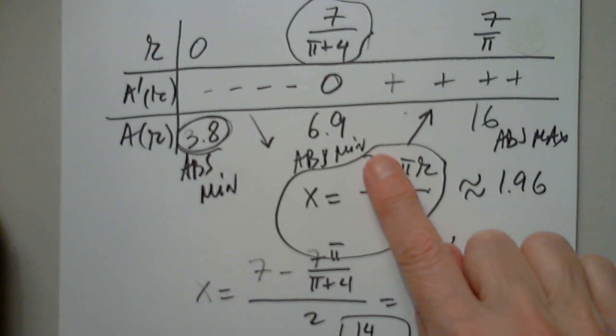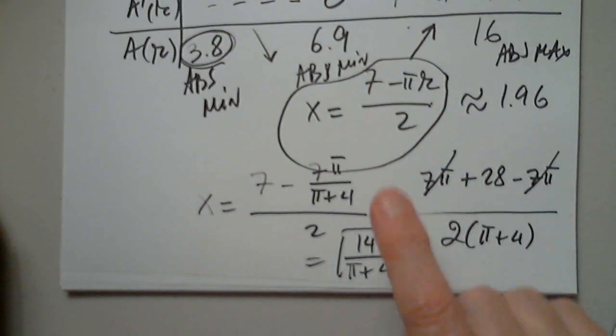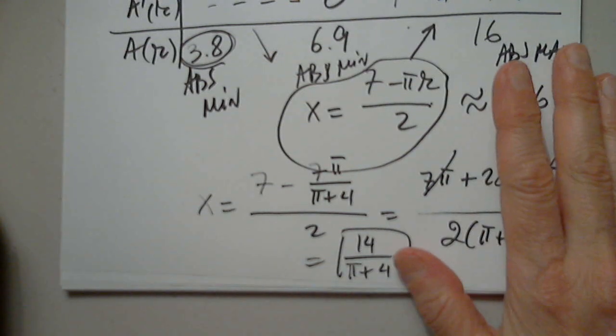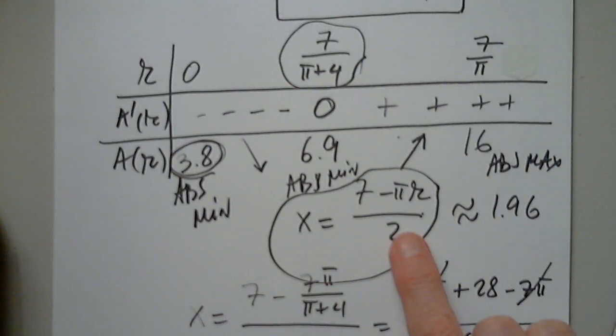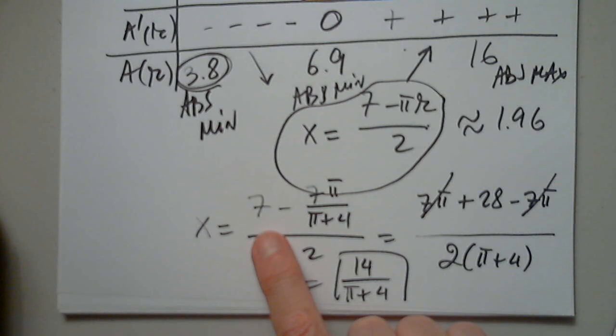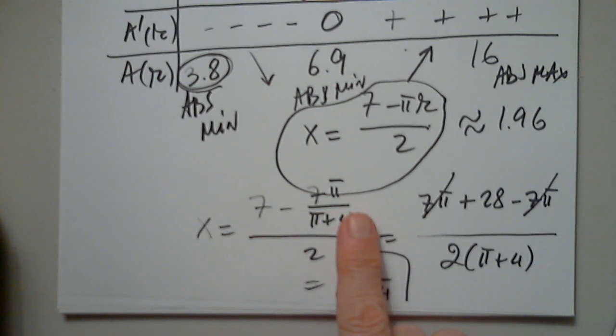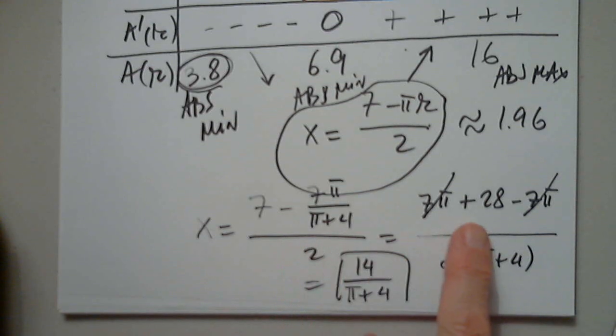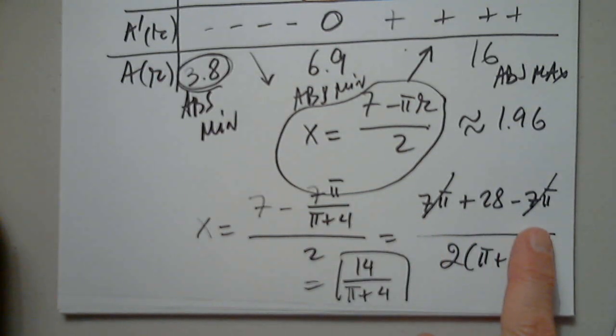Did we enter that? Yeah, it said it was wrong. 14 over pi plus 4? Yeah. Seven minus pi r over 2. 7 pi r over 2. 7 pi plus 28 minus 7 pi. 14 over pi plus 4.